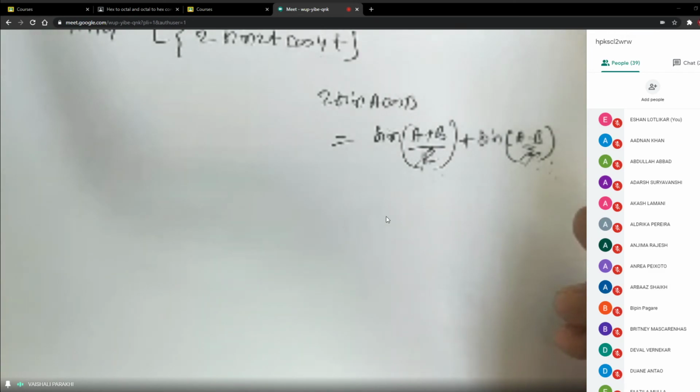And many students are getting the second problem inconsistent. So they are making a calculation mistake. It should not happen in your ITs or semester paper. So take that care.